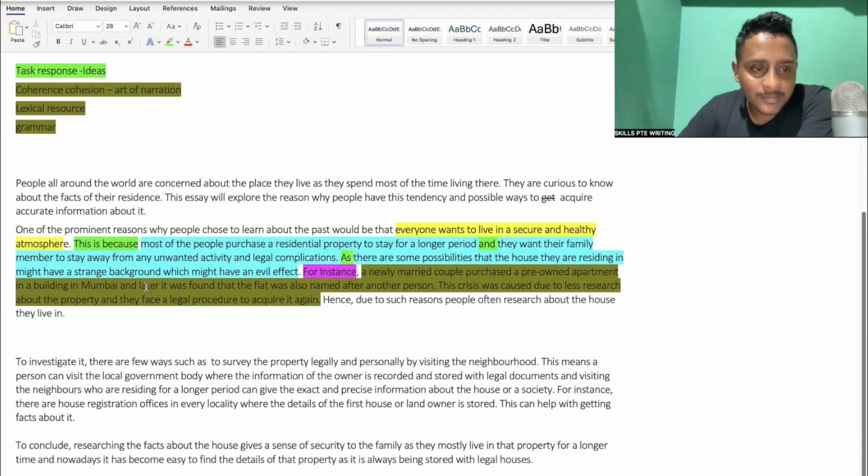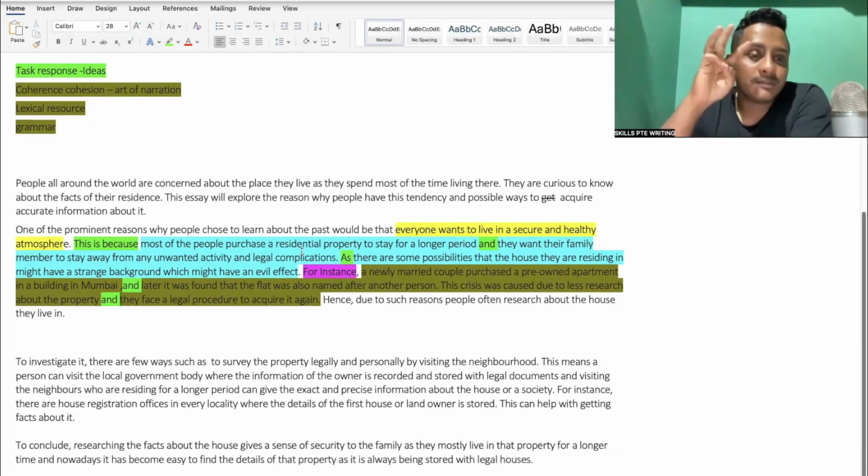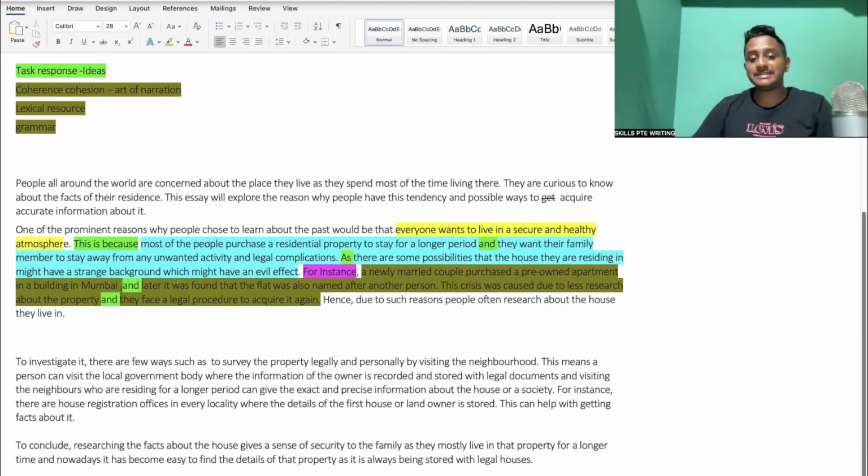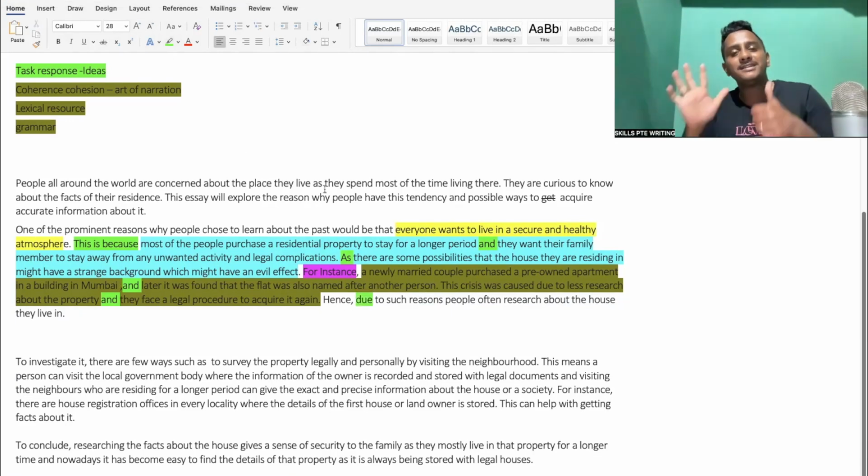A newly married couple and later, put a comma before and. This crisis was caused due to, and they face. So he's writing 3 compound sentences, one complex sentence, one simple sentence, 5 sentences in, and the sixth sentence is again a complex sentence. Due to is a complex word. It's a subordinate conjunction. So of 6 sentences, he has written 2 complex, 3 compound, 1 simple.